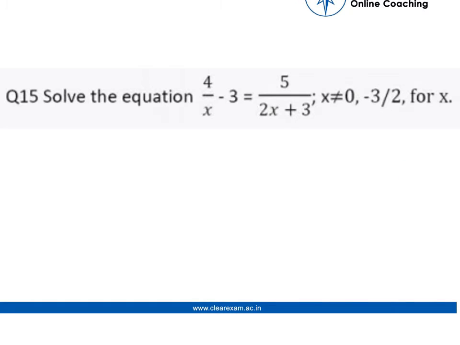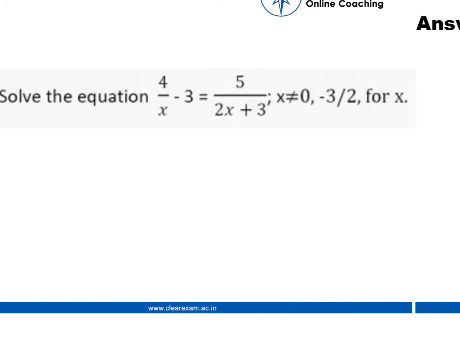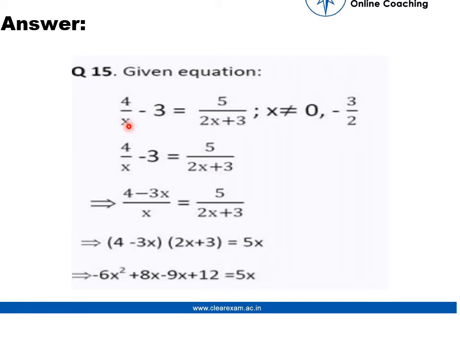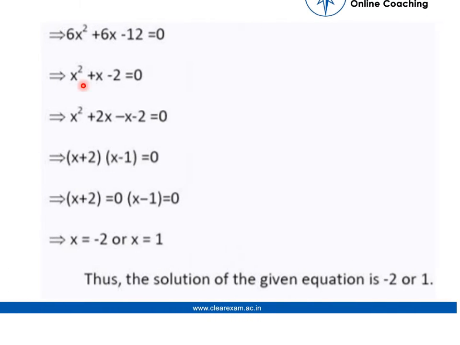Now let's see what the solution says. So here is the given equation, and on further simplification it becomes this, and after cross multiplying these denominators we got this equation, and on further simplification we got -6x² + 8x - 9x + 12 = 5x, which on further simplification becomes 6x² + 6x - 12 = 0, which becomes x² + x - 2 = 0.